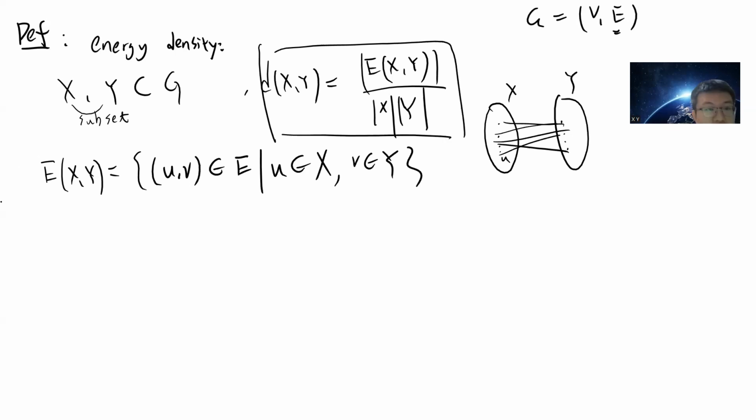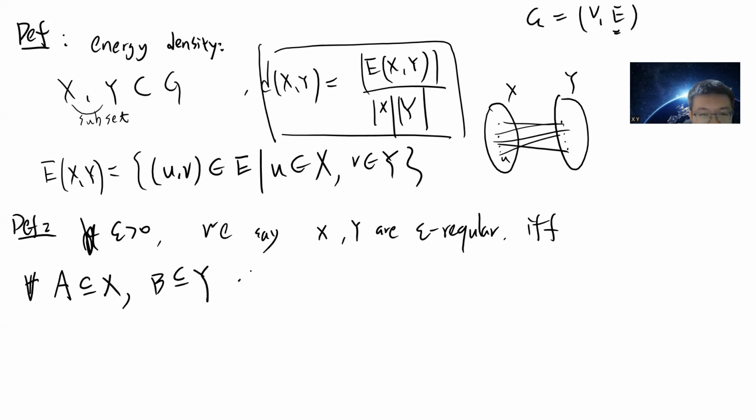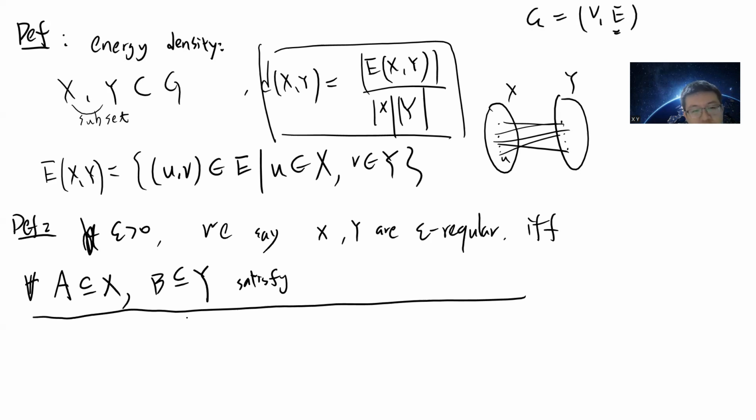Now you can give a definition called the epsilon-regular pair. Given epsilon greater than 0, we say X and Y are epsilon-regular if for any subset A of X and subset B of Y satisfying the following conditions. A must be large enough, meaning A is at least an epsilon fraction of X, and B is at least an epsilon fraction of Y.